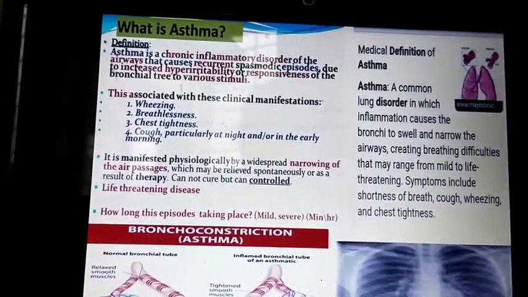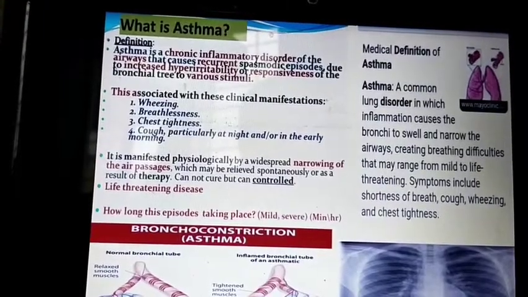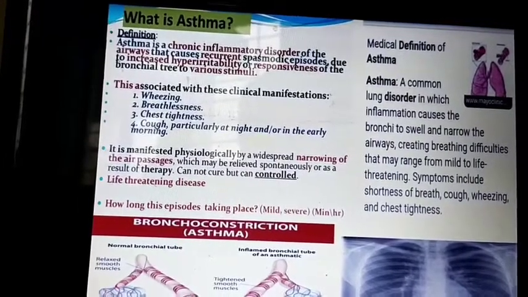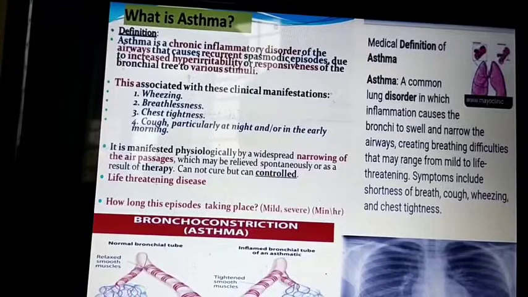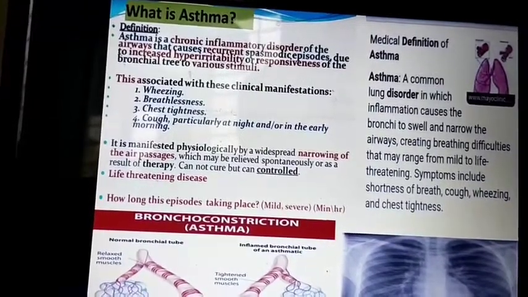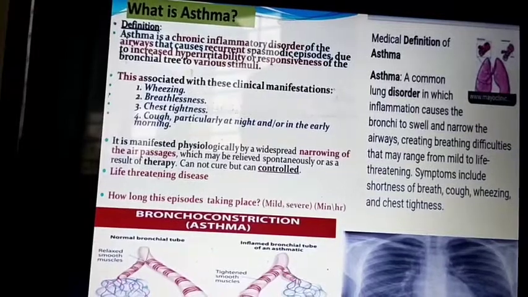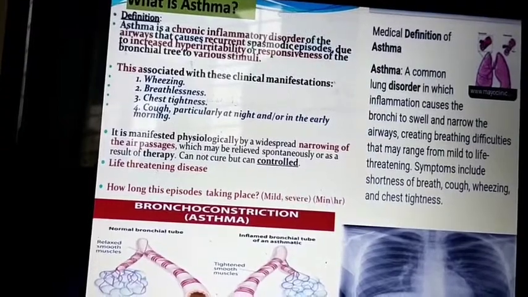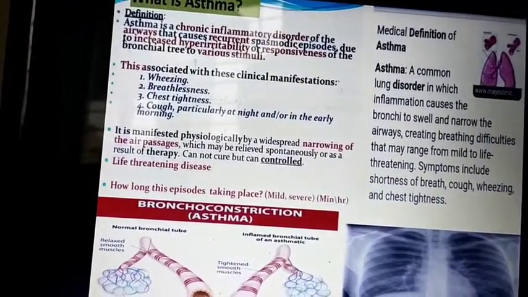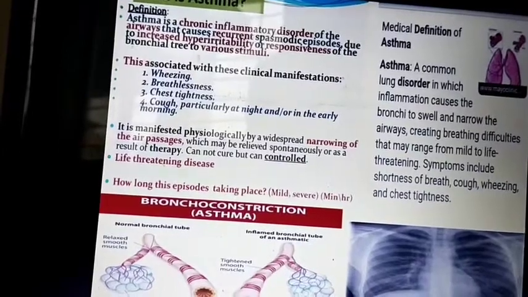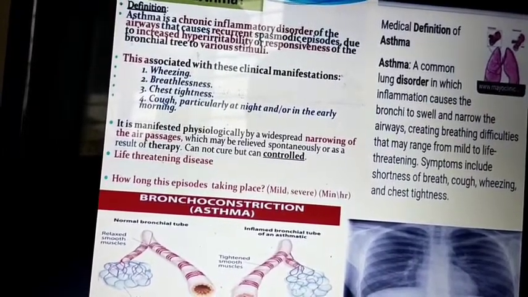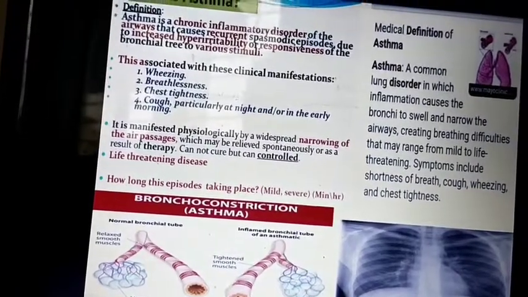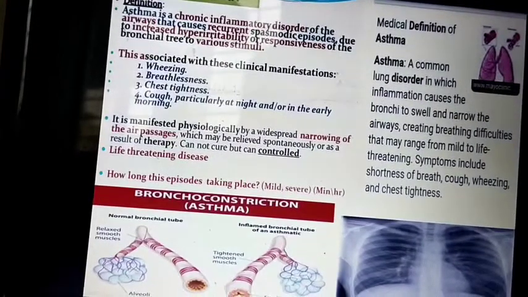Asthma is a common lung disorder in which inflammation causes the bronchi to swell and narrow the airway, creating breathing difficulty that may range from mild to life-threatening. Symptoms include shortness of breath, cough, wheezing and chest tightness. Sometimes asthma is allergic. Asthma is defined as a chronic inflammatory disorder of the airway that causes recurrent spasmodic episodes. Here spasm occurs.